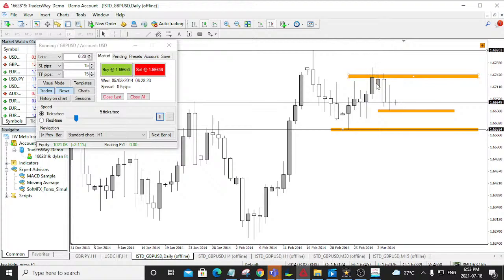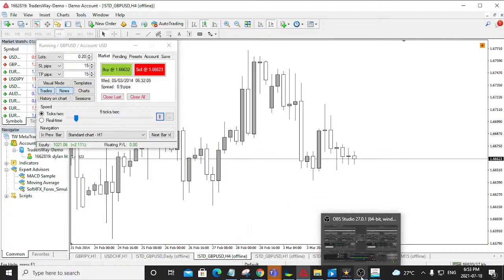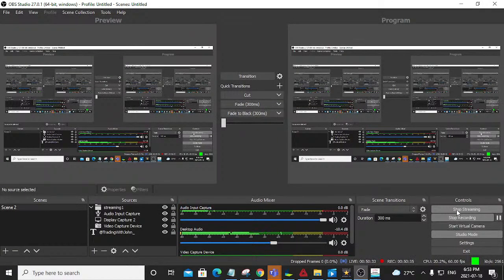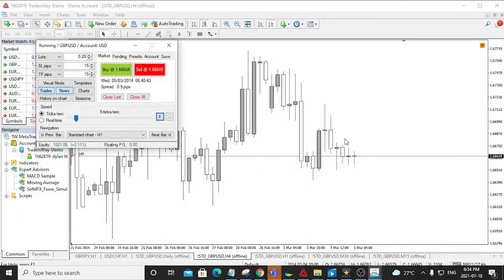There was a lot of trades that happened in this area, so that's an area that price might come up to. Oh, okay. Let me. Okay, I'm back. Gotta be careful with that.